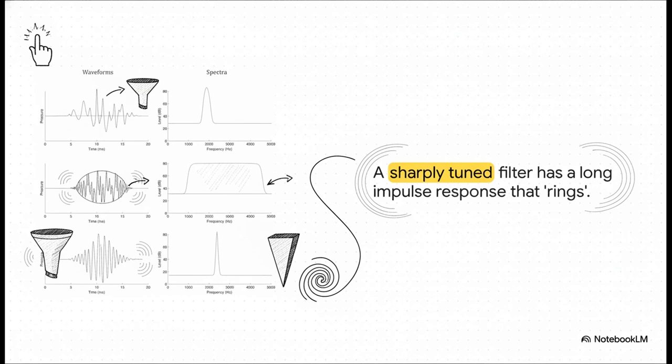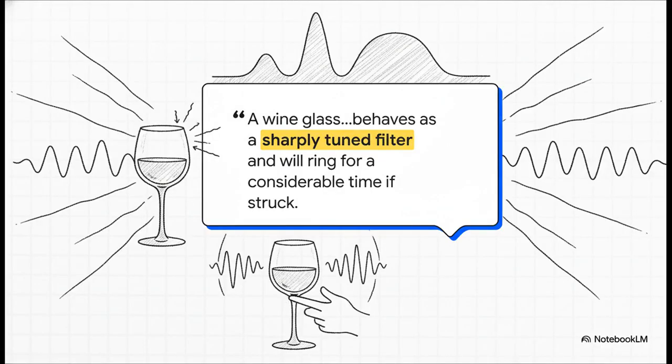Now for the big reveal. We take that same impulse and send it through a very sharp, very narrowly tuned filter. And look at the difference. The output is this long, sustained ringing tone that just keeps going, long after that initial click is over. So here's the key takeaway. The sharper the filter is with frequencies, the longer it rings out over time. It's a fundamental trade-off.